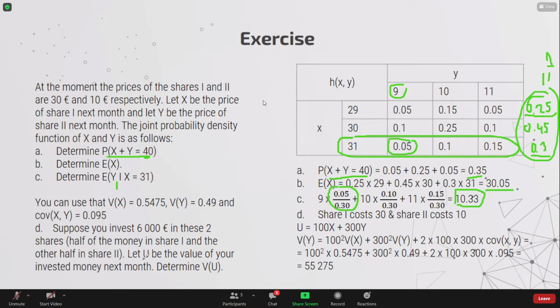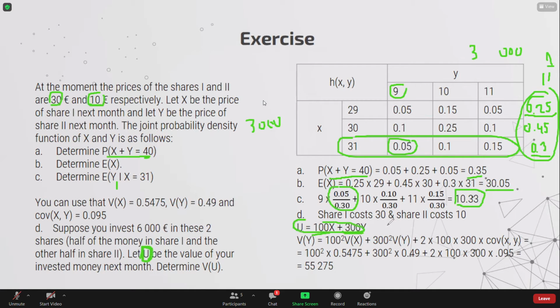U represents just our portfolio. We have 300 euros in stock X and 300 euros in stock Y. And the prices are given in the exercise. The first stock costs 30 euros and the second one 10 euros. It means that for the first stock, we are allowed to buy only 100 shares. For the second stock, that is Y, whose price is 10 per share, we are allowed to buy only 300. And that's our function.